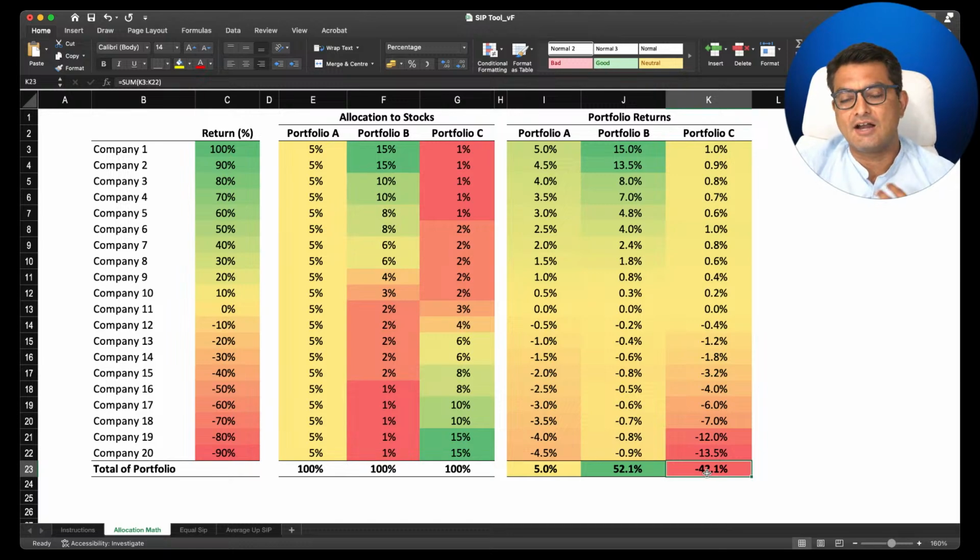So now are you all able to understand how a small tweak in your SIP can completely change your game? So if you are monthly allocating, you add more to your winners.